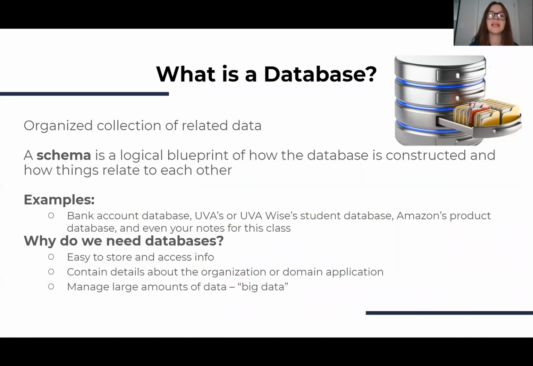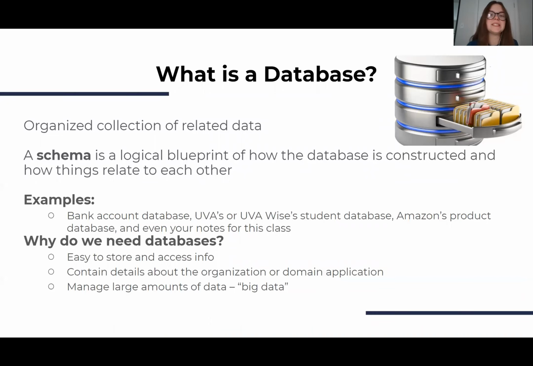So what is a database? A database is a collection of data in its most basic terms. And a schema is how a database is structured and how things relate to one another. And examples of this can be very small to very large scales. The smallest could be a text file or the notes that you're writing for this class right now. And a large scale example could be a bank account database, a UVA-wide student database, and Amazon's product database. So it can become very large data.